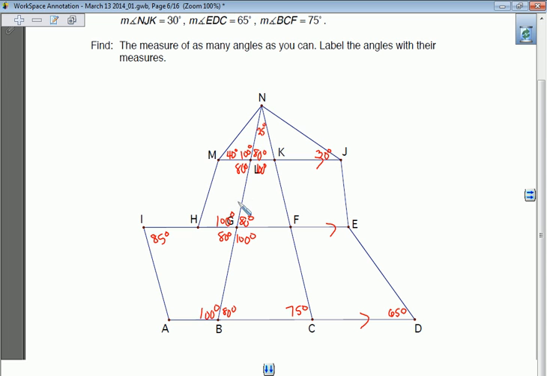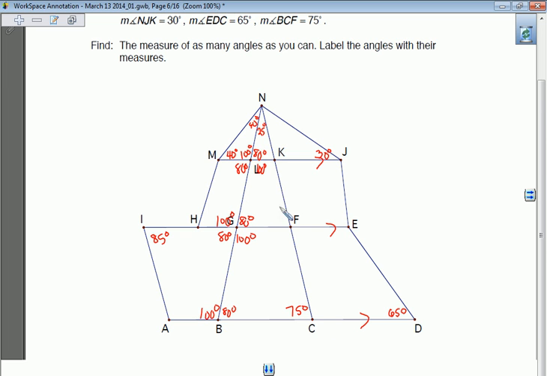Wait, how did you figure out NGF equals 80? N, G is down. G F. Because these form a linear pair, and if this is 100, that has to be 80. Was 100 given to us? Yeah, this 100, it's given to you. Corresponding. All right. Now, this is 140, so that leaves 40 there. Got that one?